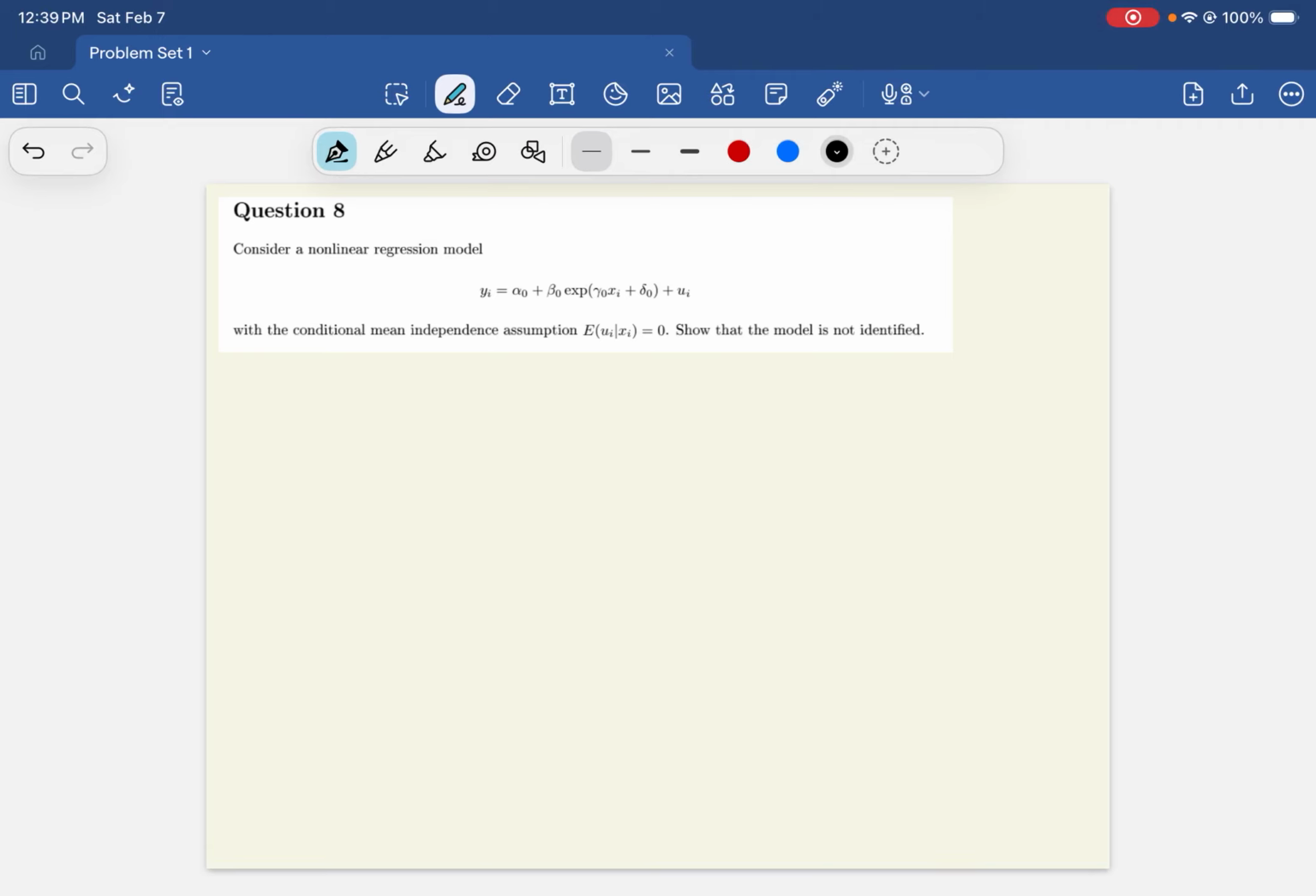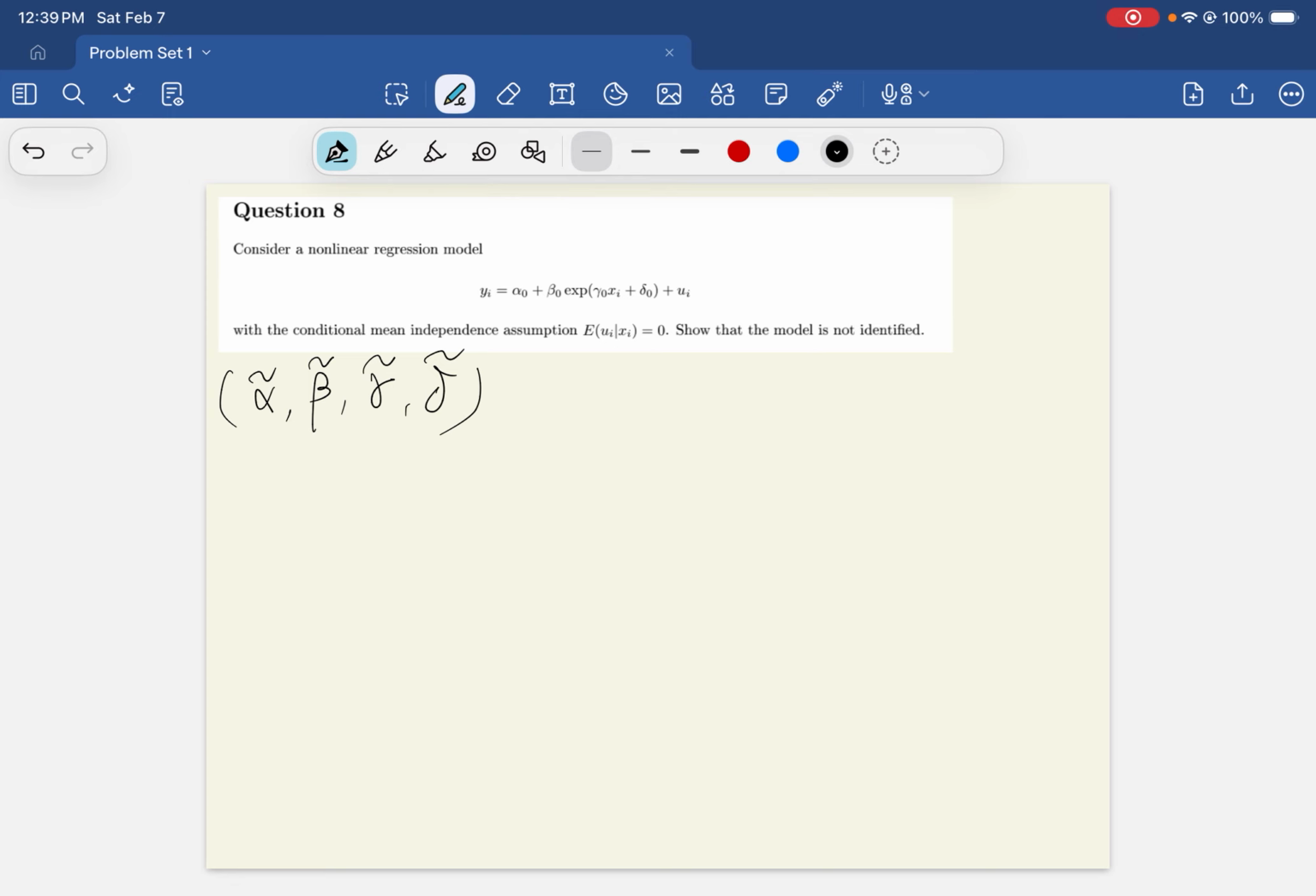Question 8. We considered this model in class. Let me prove why it is not identified. Again, the idea is we are going to show an observationally equivalent alpha tilde, beta tilde, gamma tilde, delta tilde. You have to think about it. And let me explain the idea.